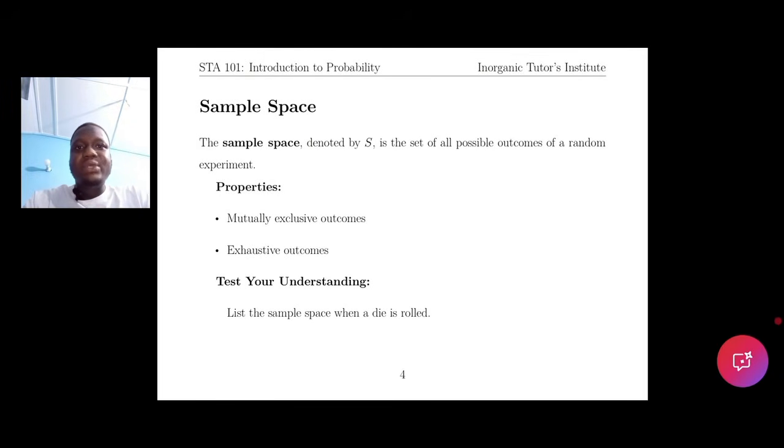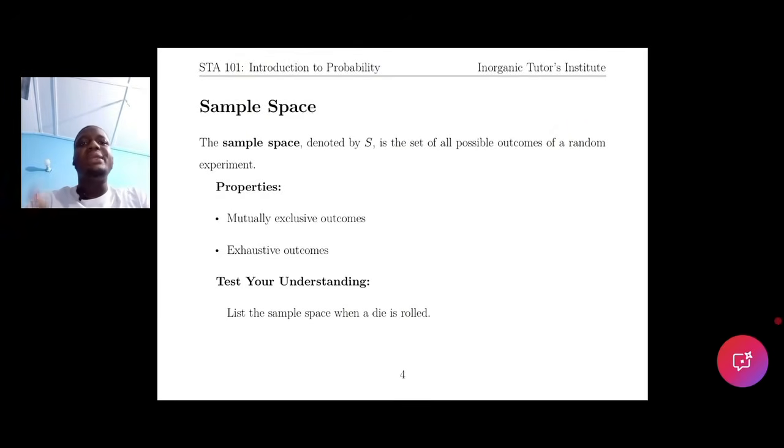If you are listing the sample space for rolling a die, you can't list 1, 2, 3, 4, 5 and leave 6 out. In that case, we say your sample space is not exhaustive because there is an outcome that you have taken out, which doesn't make your sample space complete. For it to be exhaustive, you list all the outcomes that are possible. You don't leave any of them out.